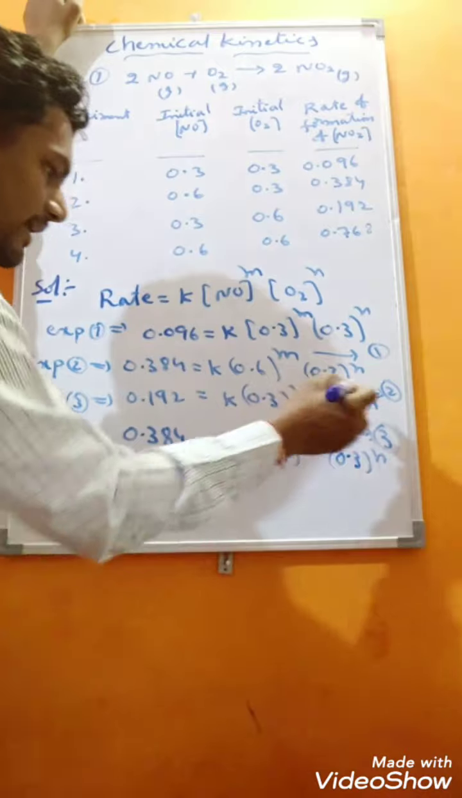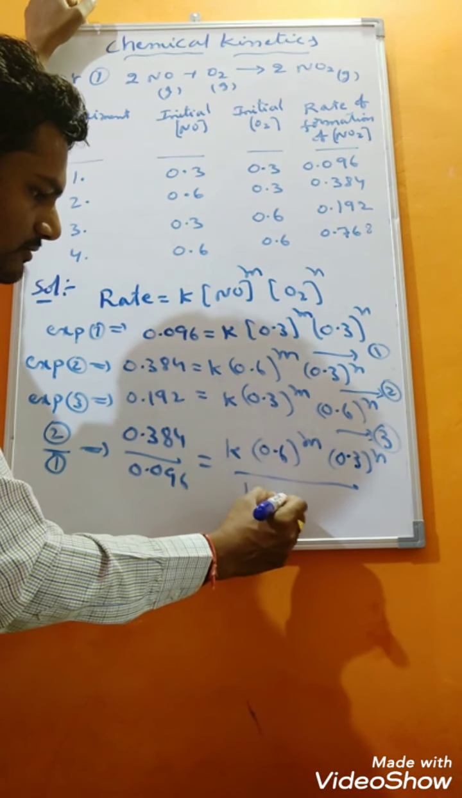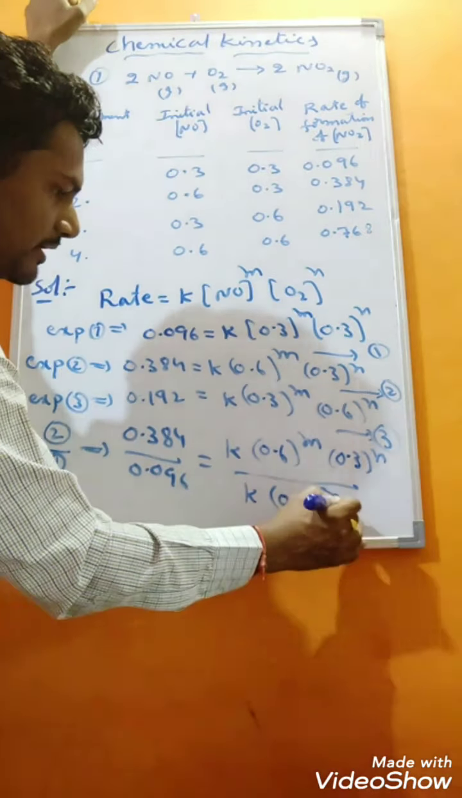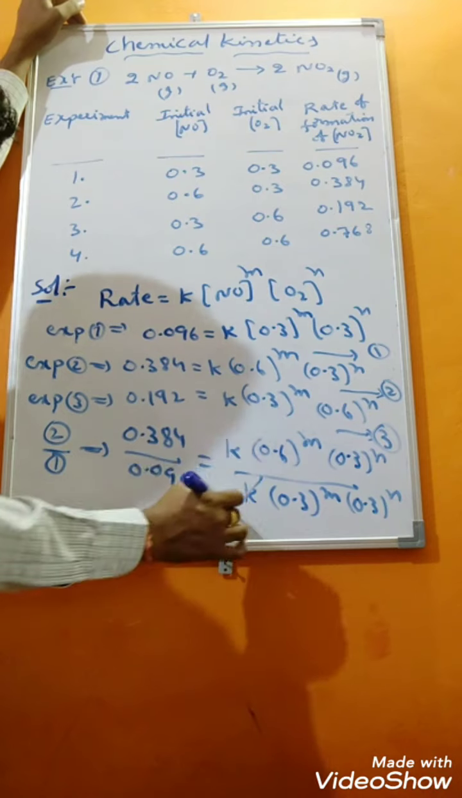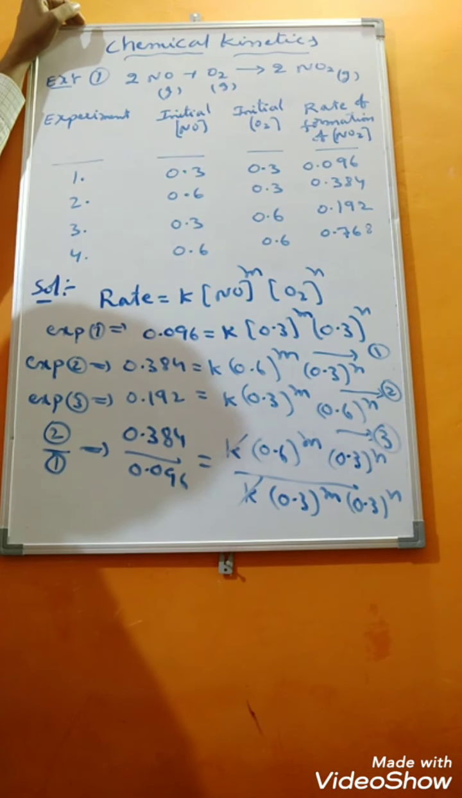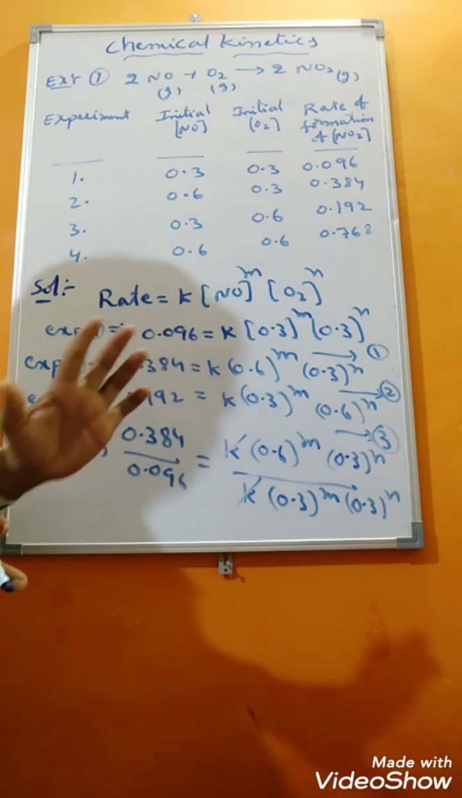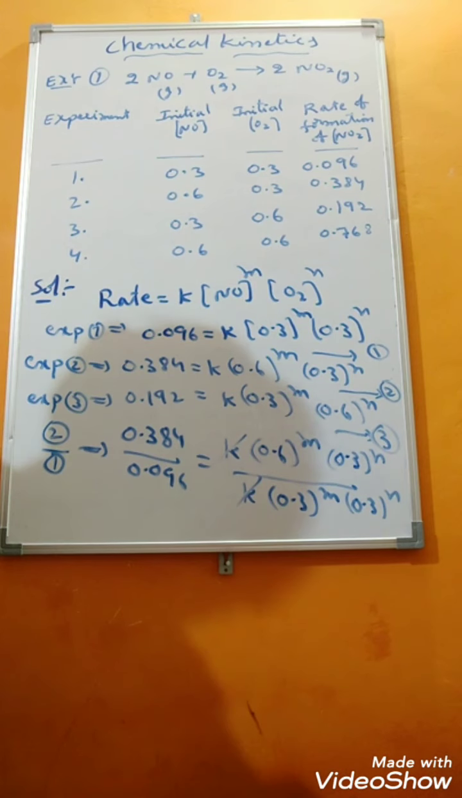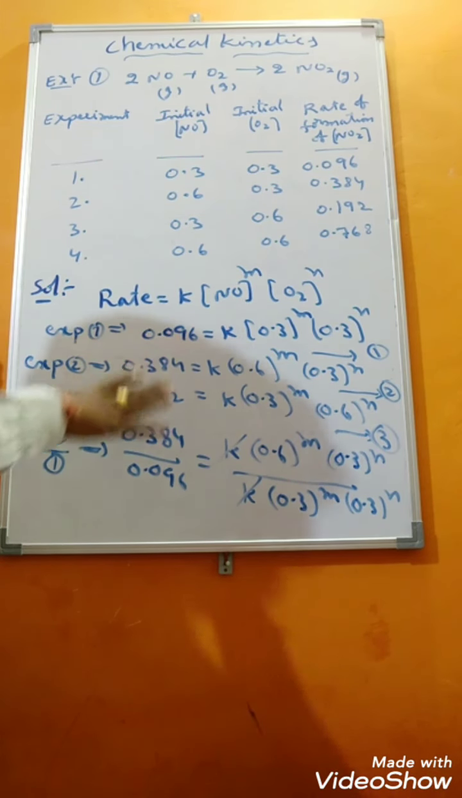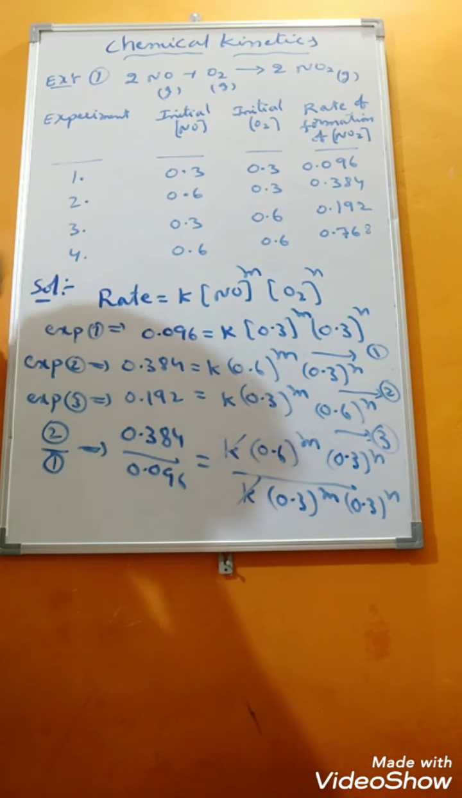And for the first equation, on the right-hand side, you can take k into 0.3 whole power m into 0.3 whole power n. Right, students? Here k gets cancelled. We need to solve this one, and definitely we will get one of the values from this, either m or n. We will see that also. Just note it down, students, you have already written the question. I will erase it and we will see the solution now.